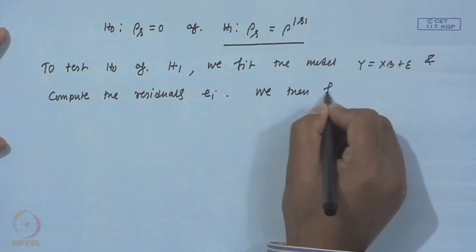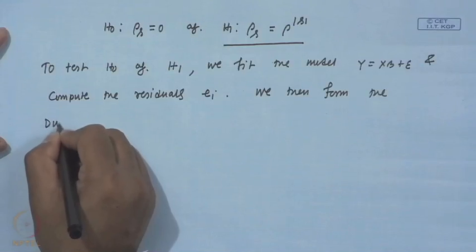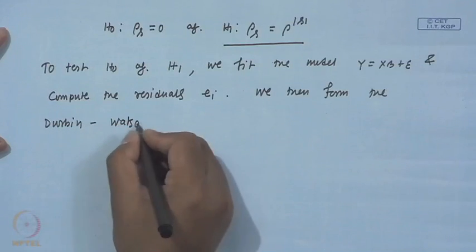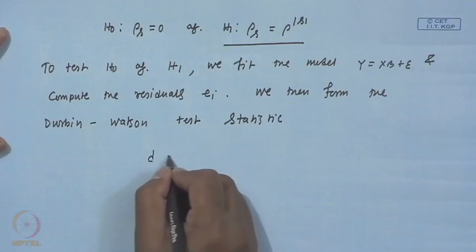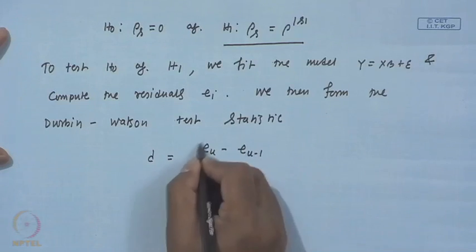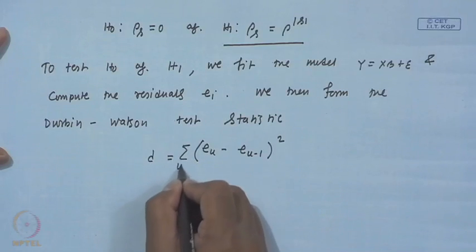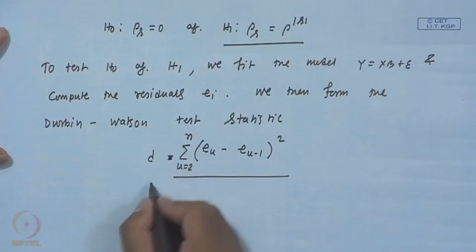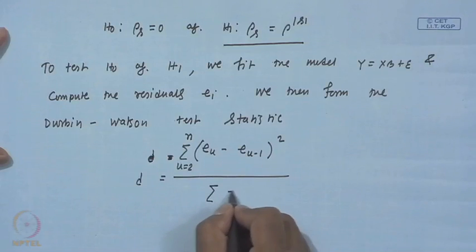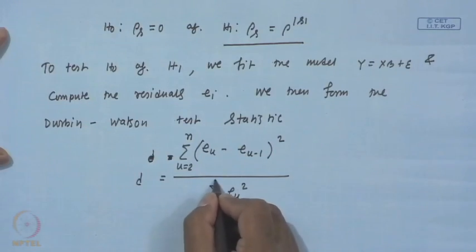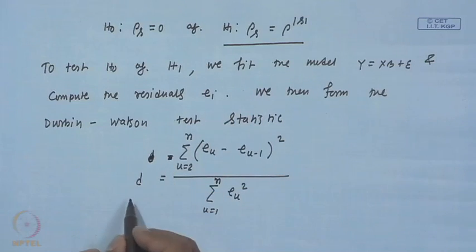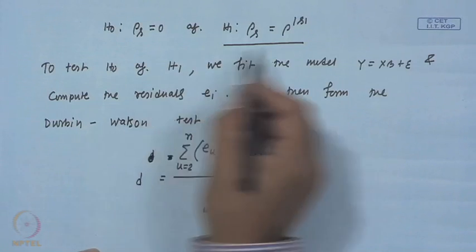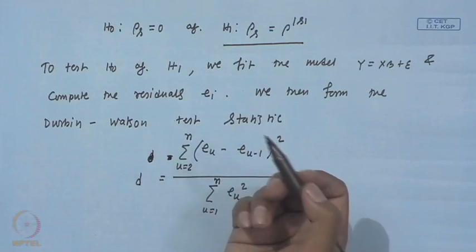We then form the Durbin-Watson test statistic, and that d equals the sum of (e_u minus e_(u minus 1)) squared, u from 2 to n, divided by the sum of e_u squared, u from 1 to n. So, given a set of data, you fit the model, you find the residuals, and then you compute the Durbin-Watson test statistic. Based on this test statistic, we will now test the hypothesis whether there exists autocorrelation in the data or not.